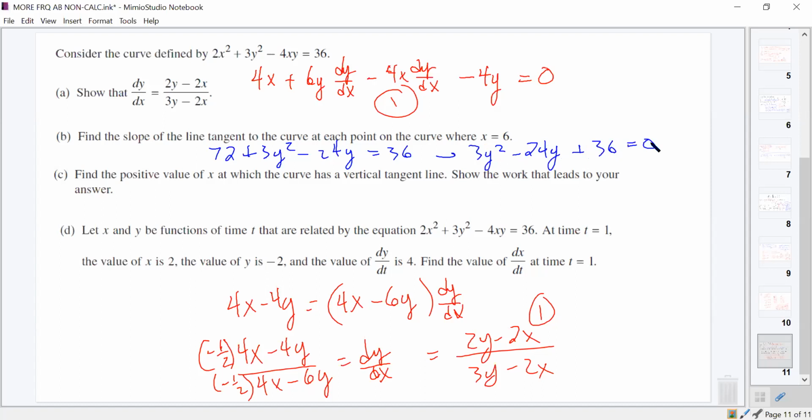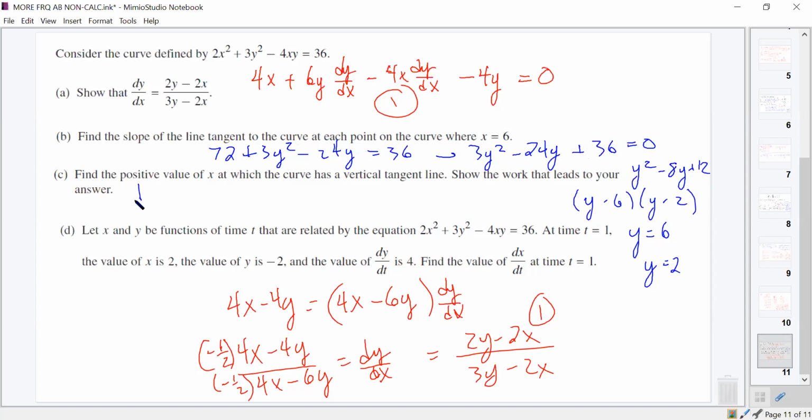Divide all those by 3 to make life a little bit easier. Y squared minus 8y plus 12. Factor to y minus 6 and y minus 2. And so the points are x equals 6, y equals 6, and x equals 6, y equals 2. And so we want to find the slope of the tangent line at each of those points.